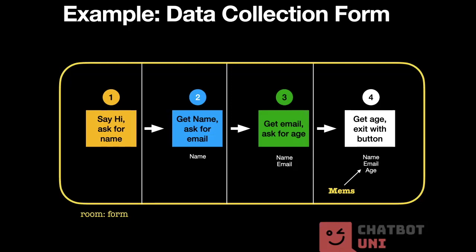And further, we want to partition this room form into 3 other sub rooms. The first sub room is the room name. We want to go around and around that room until the name is collected, and then it will exit that room to go to the next one, which is the email room. And finally, you want to go to the age room, and once the age is collected, you can then exit completely out of all of these rooms, including the form room as well. So I hope the objective and the method we are going to use are fairly straightforward and fairly clear.